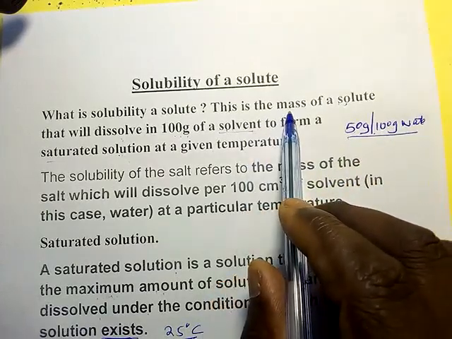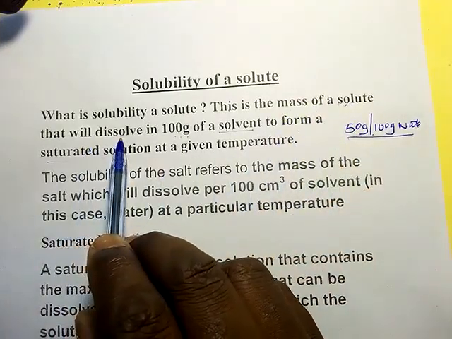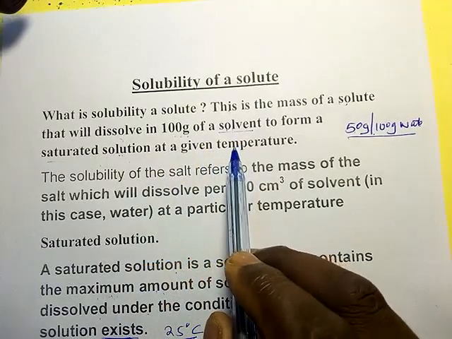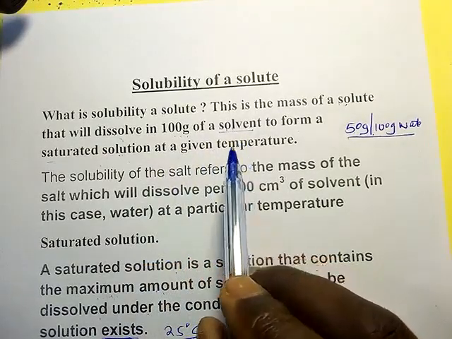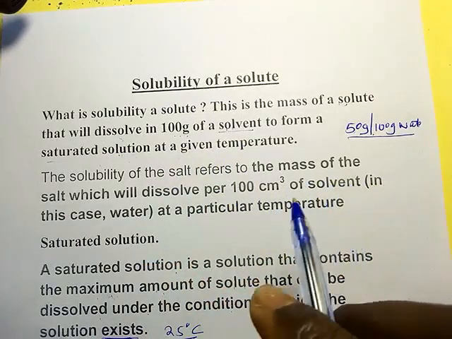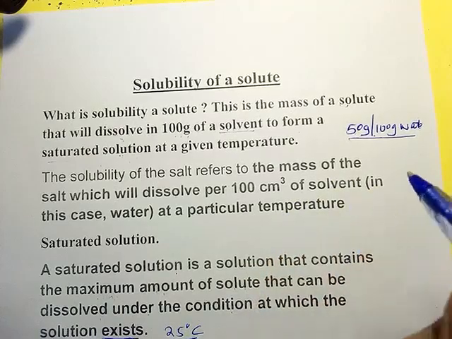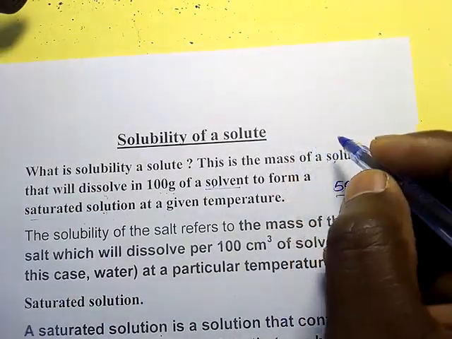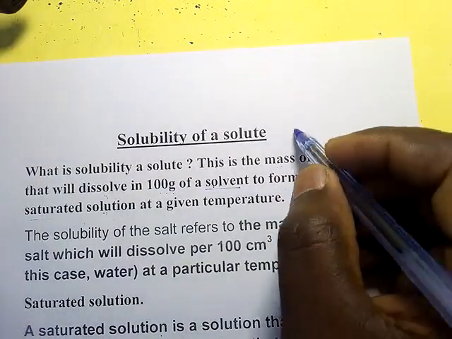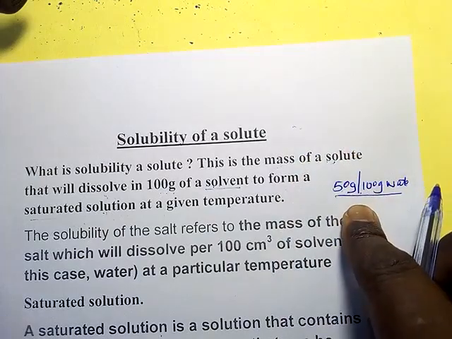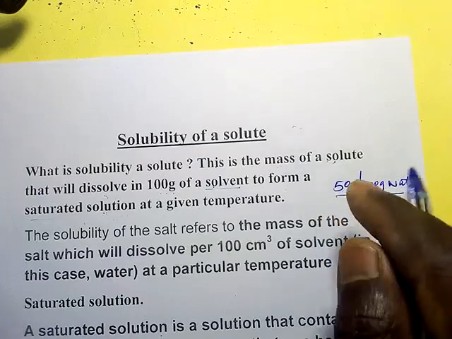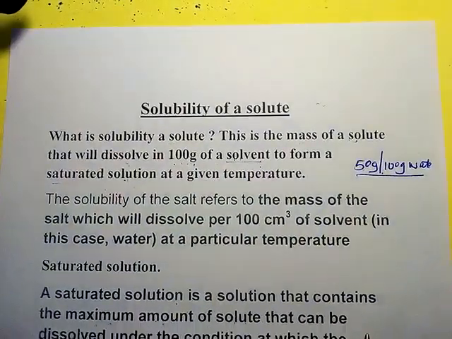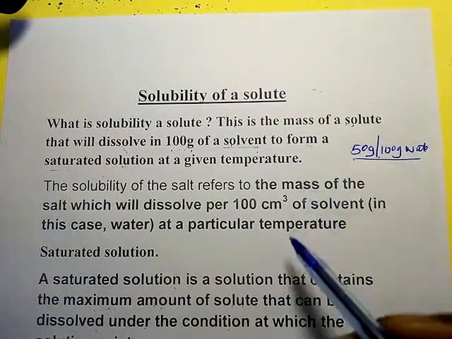So it is the mass of a solute that will dissolve in 100 grams of water to form a saturated solution at a given temperature. Very important, because solubility depends on temperature. When you change temperature, the solubility changes. Mark that. So whenever you are asked to calculate solubility of a salt, you are simply asked to calculate the mass in grams in 100 cm³ of water. The solubility exists in 100 grams of a solvent. So I will take you straight to examples, because when we do examples, you will be able to understand more than the theory I'm talking about.